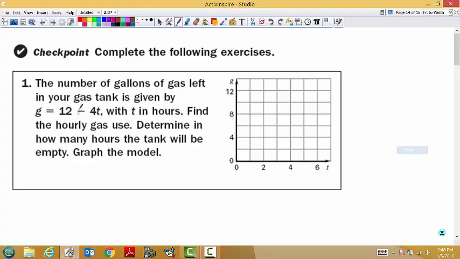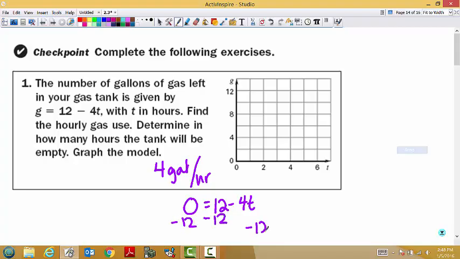You're going down, so you're using 4 gallons per t. So 4 gallons per hour. That's your hourly use. Determine how many hours until the tank will be empty. G is the number of gallons left in your tank, so you just set it equal to 0 and work it out. Minus 12 divided by negative 4. So it will be empty in 3 hours.